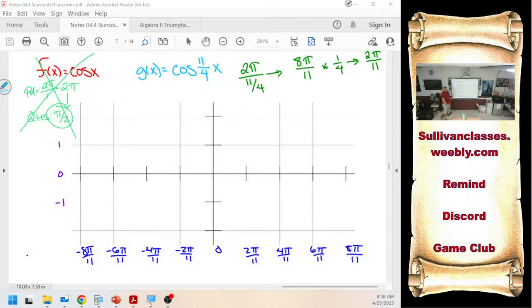Cosine starts at midline or maximum? Maximum. And does it have a reflection to actually say minimum? No, just check it. So I start up here and I do the dance. Middle, down, middle, up. Middle, down, middle, up. Connect the dots. And cosine will look like your big W. Okay?